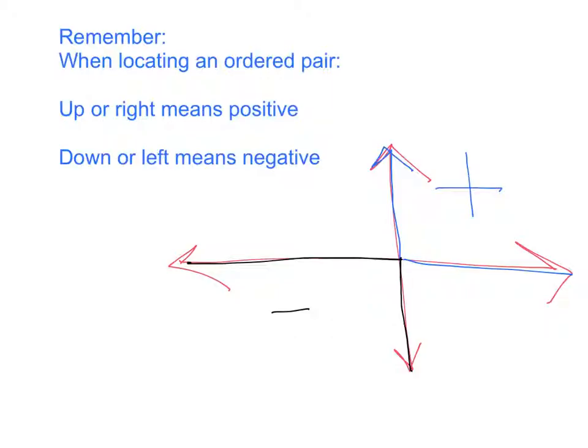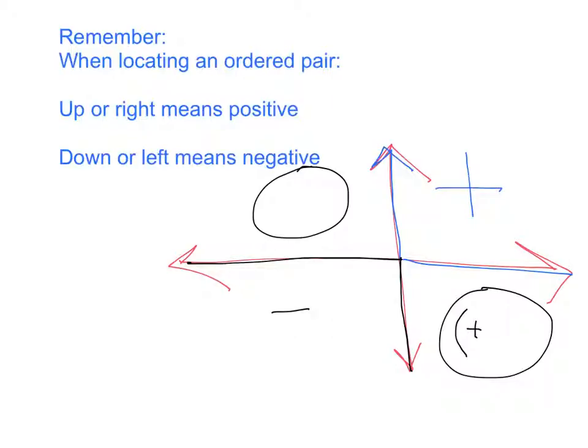Depending on where you are in this area, if you're in the bottom right-hand, your x is always going to be positive, but your y is going to be negative. And if you're in the top left, your x is going to be negative, but your y is going to be positive.